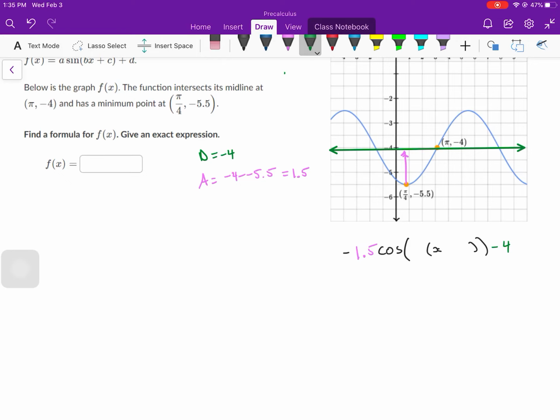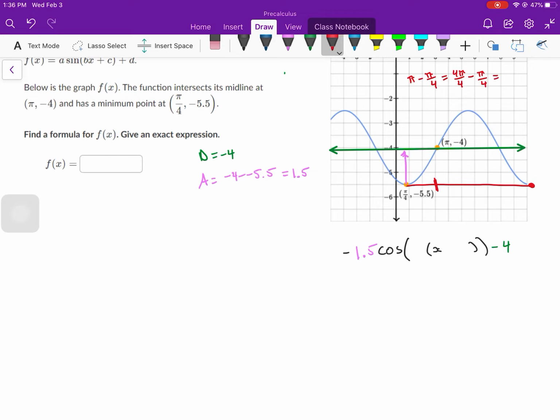Okay. So for our period, we want to end on the other minimum, right? So we've got to figure out what this length here is. This is only a quarter of the way. So the period, or not the period, but that length here is only a quarter of the way. So let's figure out what that is. That's going to be pi minus pi over 4, which is 4 pi over 4 minus pi over 4.